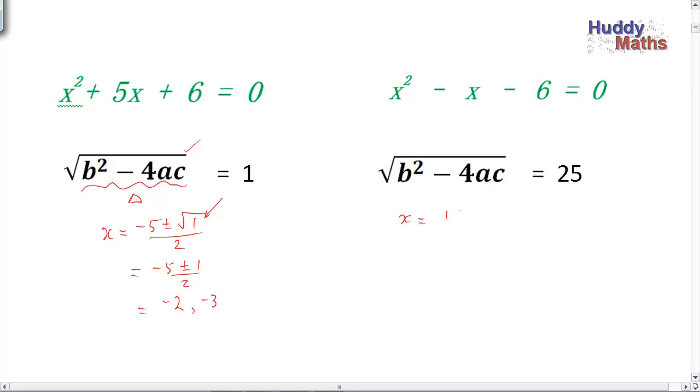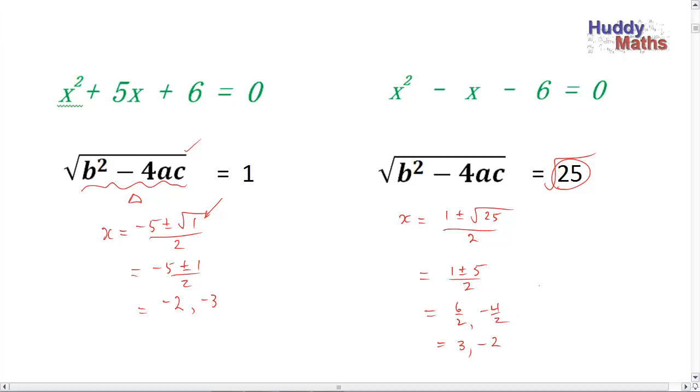What are we going to do? 1 plus or minus the square root of 25. That should have a square root over it, shouldn't it? So the square root of 25 over 2, which is 1 plus or minus 5 over 2. So that's 6 over 2, or -4 over 2, and that's going to come to 3, or -2. Some very old work from middle school maths there for the quadratic.